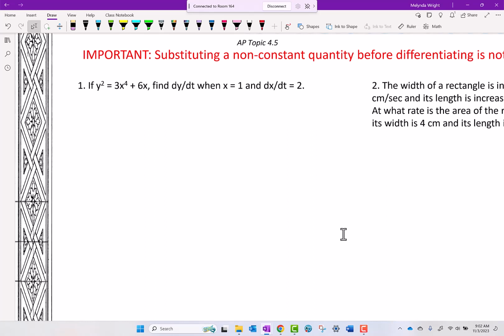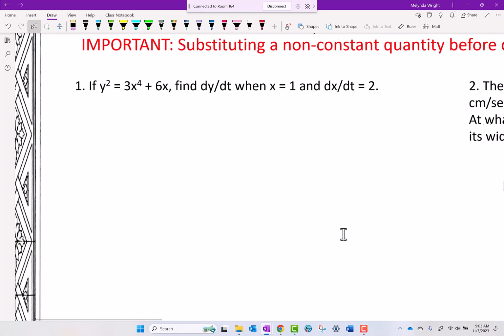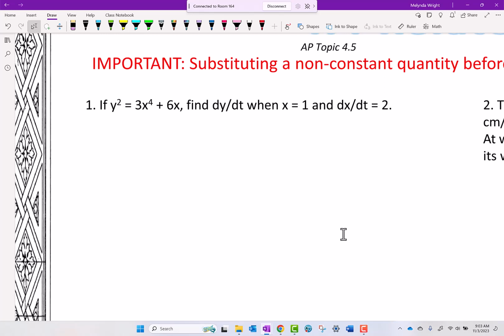We already have the equation, so we're basically already on step 5. The first 3 steps were setup, and then step 4 was write the equation. Well, the equation's already written. Step 5 was take the derivative with respect to t. So let's do that. We have 2y dy/dt equals 12x cubed dx/dt plus 6 dx/dt. Okay, and so there's our derivative with respect to t.